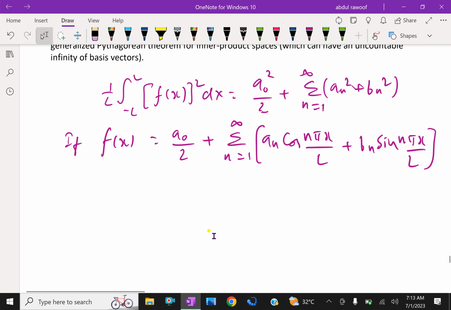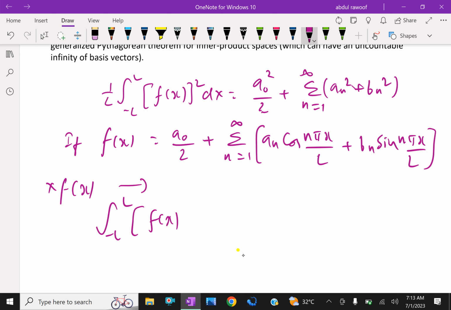Then multiplying by f of x and integrating. Now we are multiplying by f of x. We have integral minus L to L f of x the square dx, because f of x is multiplied with f of x, this f of x square dx, equal a0 by 2 integral minus L to L f of x dx.